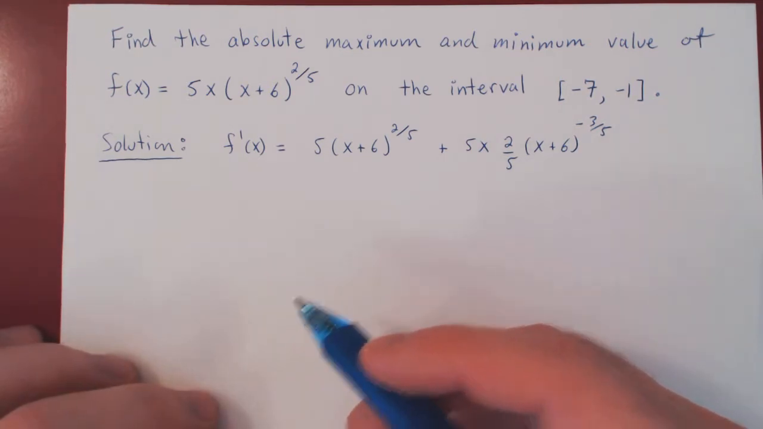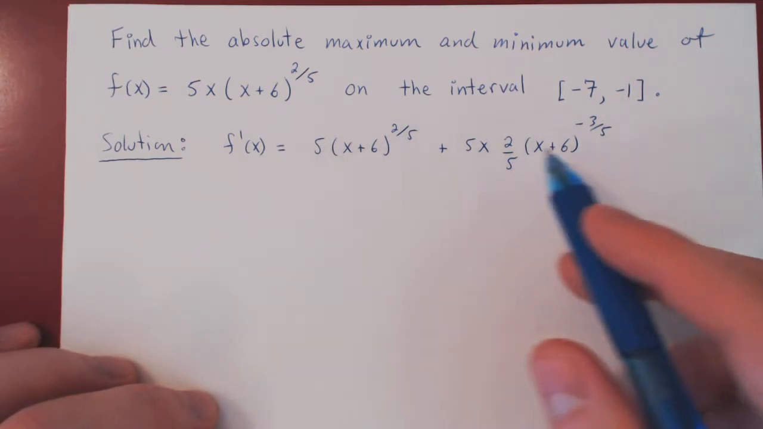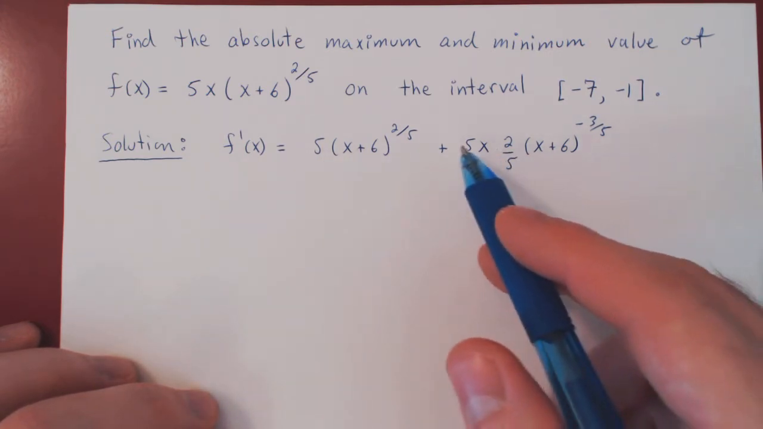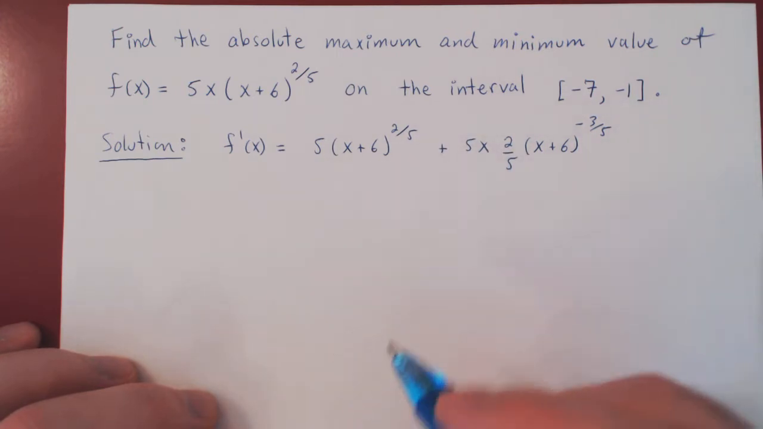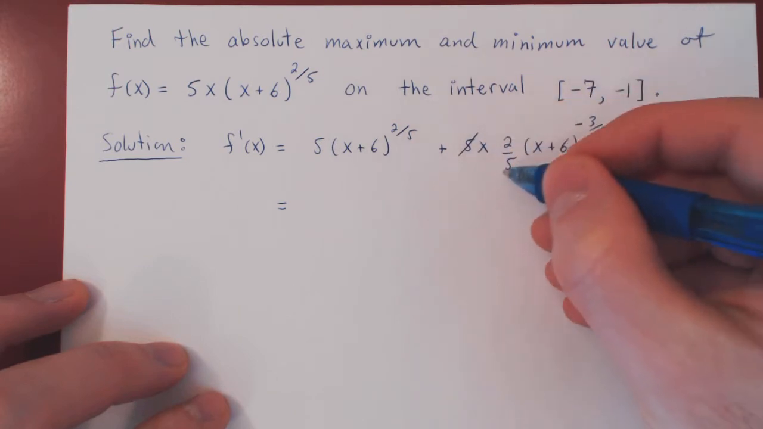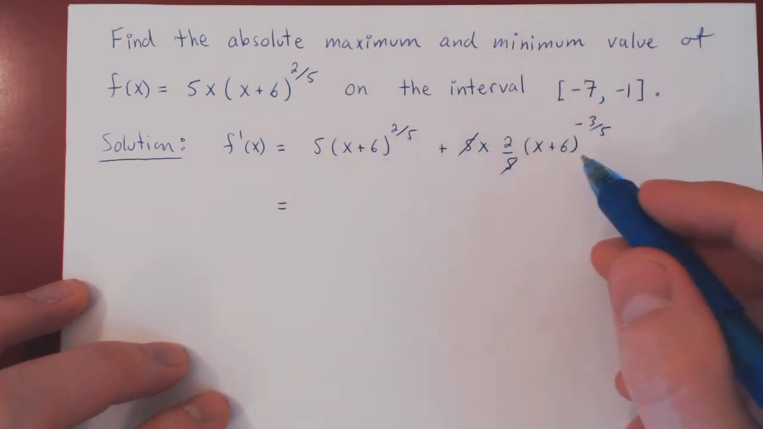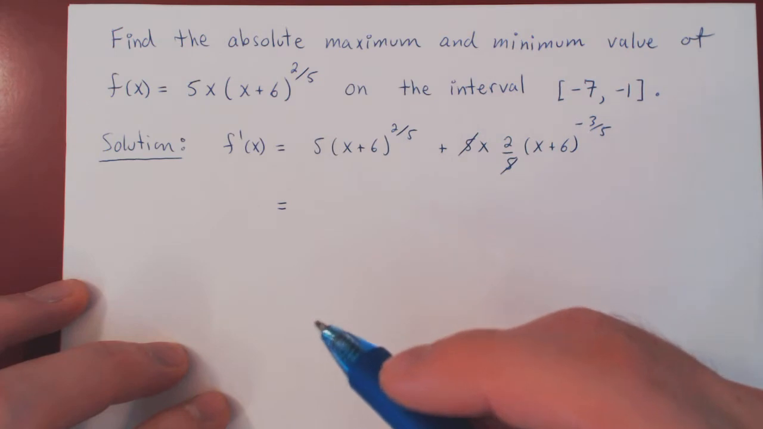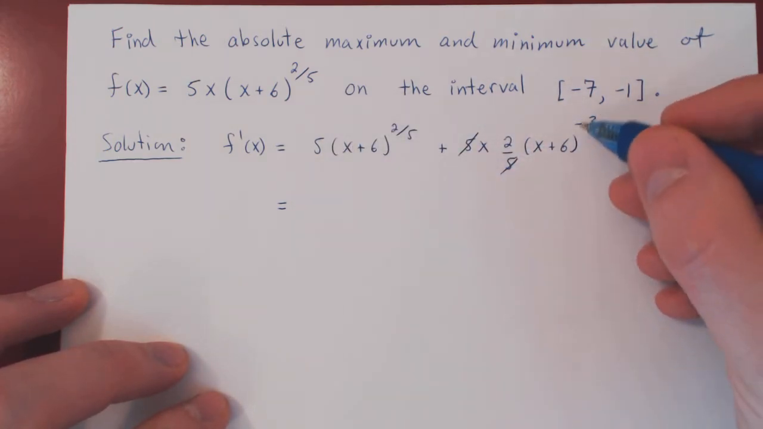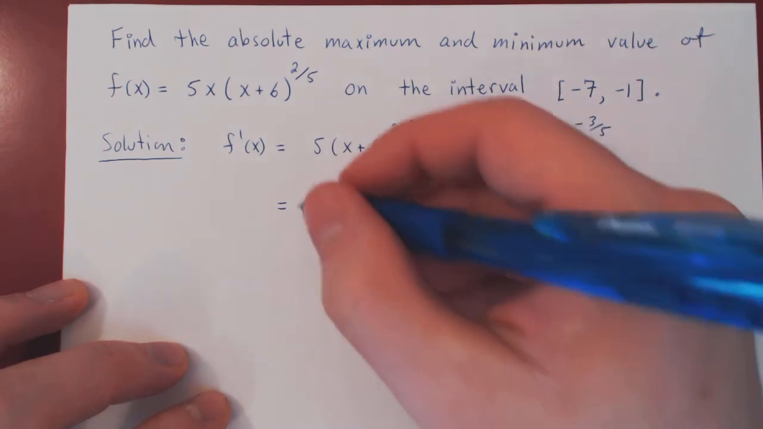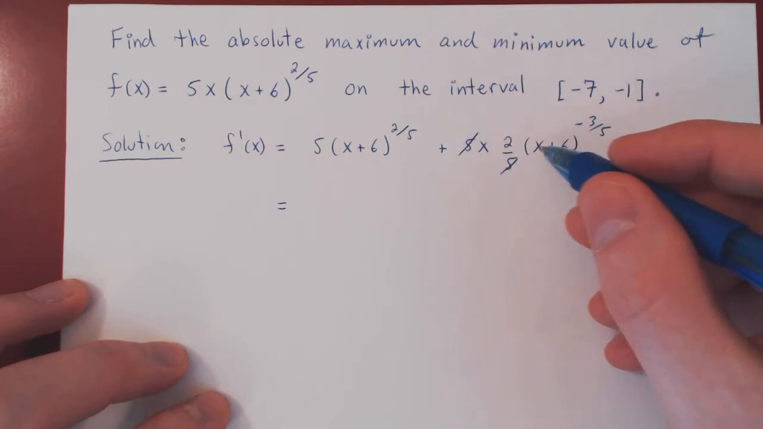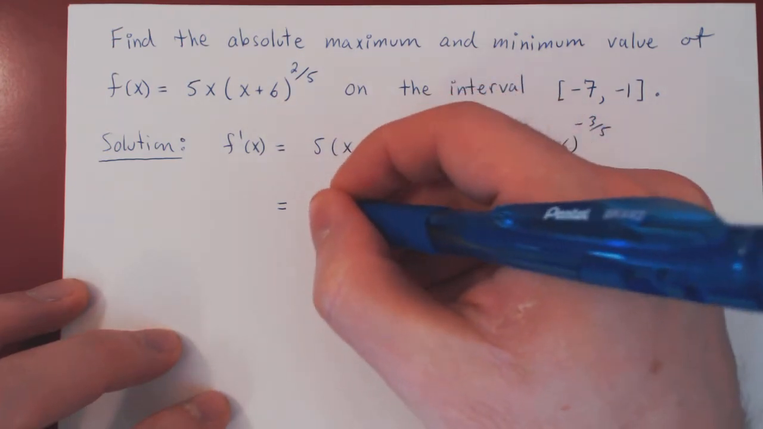Again, we want to solve for the values of x that will give us a derivative equal to 0 or undefined. So it'll be easier if we factor and simplify as much as we can. Well, clearly 5 over 5 cancels. And both terms are multiplied by powers of x plus 6. The idea, as always, is we factor the smallest power. -3 over 5 is less than 2 over 5. This is the only common term, and so we factor (x plus 6) to the -3 over 5.